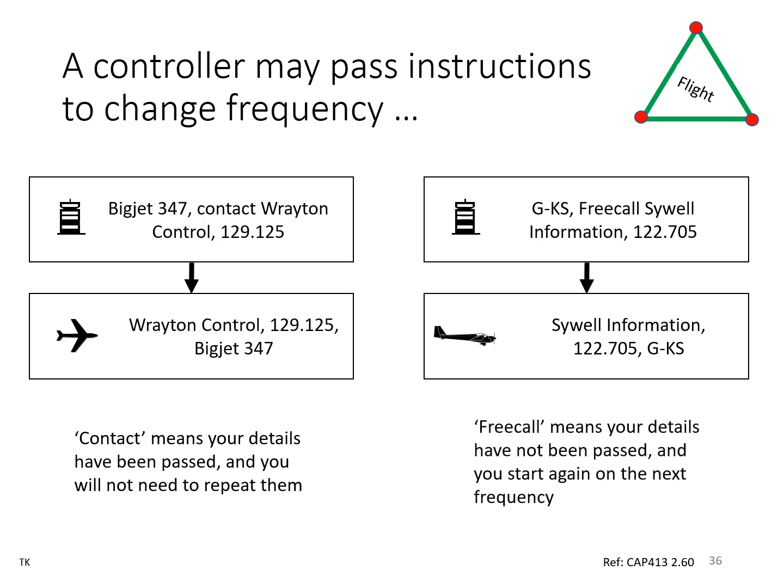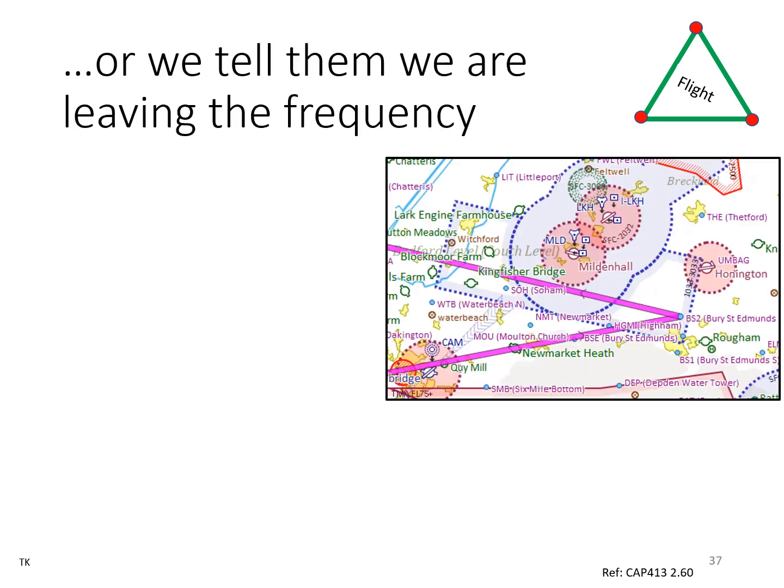Here, the phrase free call is used, and that means that your details have not been passed, so you need to start again on the next frequency. In both cases, note that the frequencies given are mandatory readback items. Alternatively, we can tell them that we're leaving the frequency. There are a number of ways to do that.